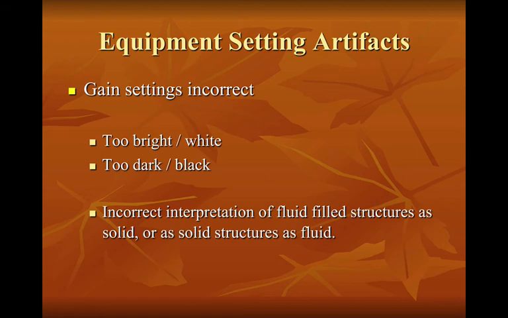The next group of artifacts is equipment setting artifacts, and gain setting, incorrect settings, is probably the most common of those. Now, gain is the brightness of the ultrasound image. So it's just how bright you put the image on your screen, and it's an adjustment that you can change. So if it's set way too bright on your machine, the fluid-filled structure, which is meant to look black, looks grey or white. If it's too dark, you don't see much at all. So gain settings are important to get right, and we'll go through that in the How to Do an Ultrasound lecture, which is next.